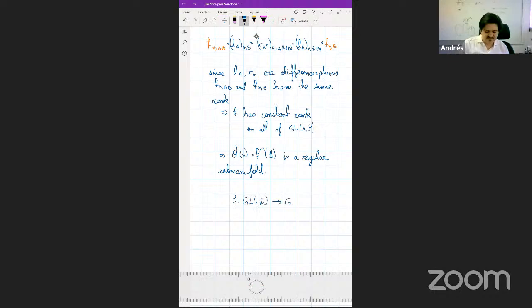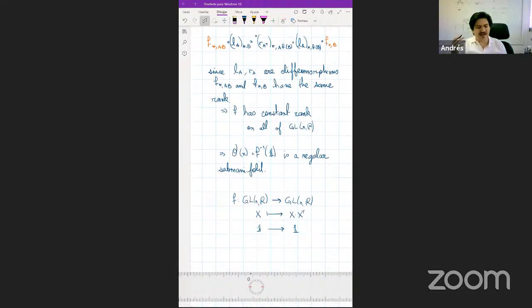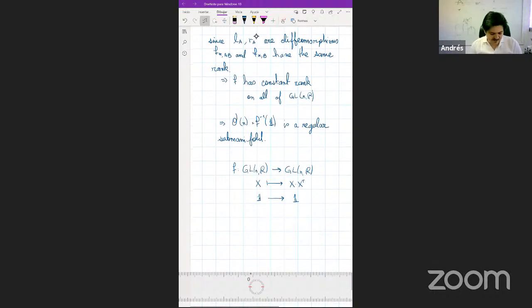So this is my function. It maps the matrix X to X times X transpose. So in particular, this maps to this one, right? So I think I need to pick a matrix which is easier to compute the rank. So I think that this is easier to do with this.